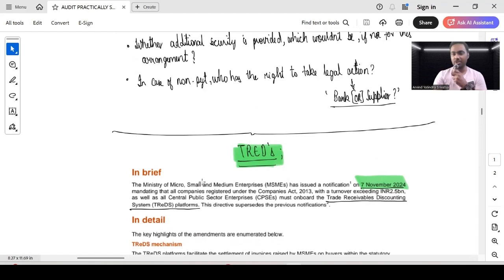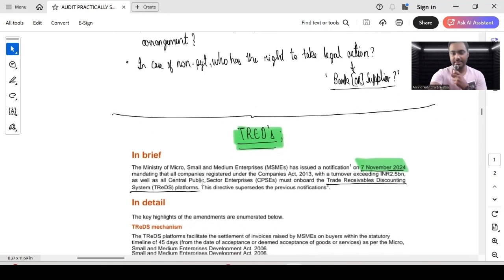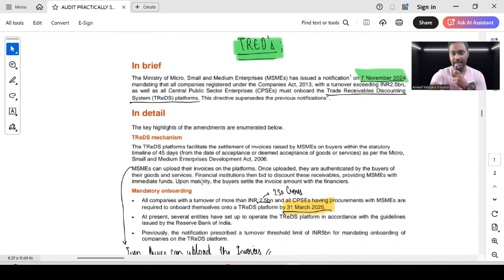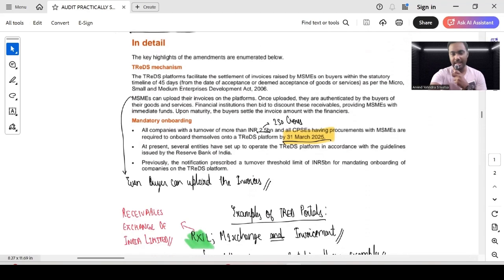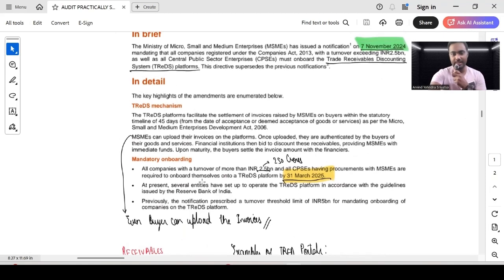I hope it is clear. So if you are an entity whose turnover exceeds 250 crores, you need to be onboarding your MSME vendors onto this portal. The TREDs has a variety of portals, guys. RxSale is one of these portals, and other portals like M1 Exchange and Invoice Mart are recognized TReDS portals.